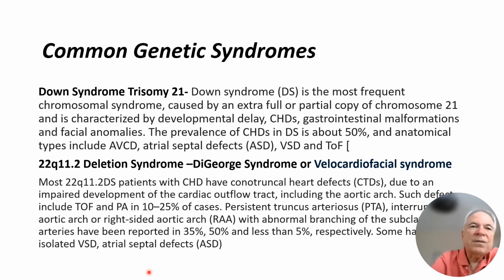Some patients have isolated VSDs and septal defects. So there's a whole range of defects associated with this DiGeorge syndrome, but mostly has to do with the aortic arch or pulmonary artery outflow tract, truncus arteriosus. So you should be familiar with that.